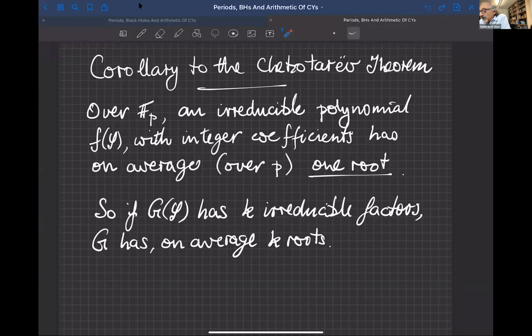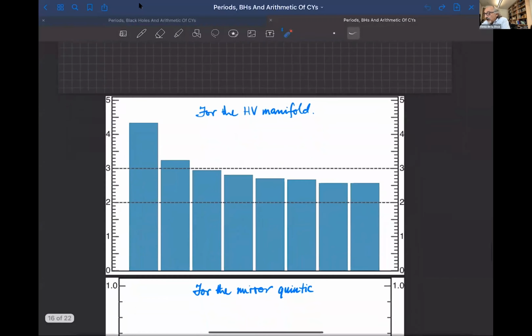A quadratic equation will have 2 roots half the time and 0 roots the other half of the time. So on average 1 root. For cubic and higher orders, the story becomes much more complicated, but there is this nice corollary to the celebrated theorem of Chebotarev that says that on average over many p, there is one root for each irreducible factor. So if g of phi has k irreducible factors, g has on average k roots. And this is something we can measure from the data.